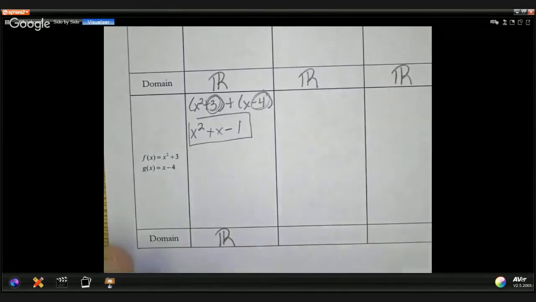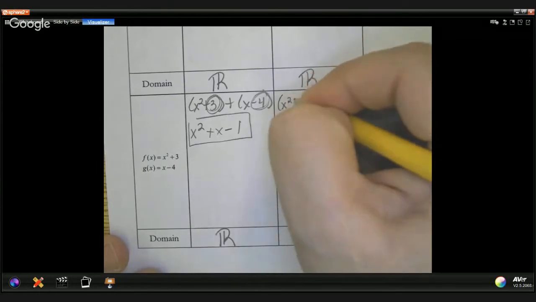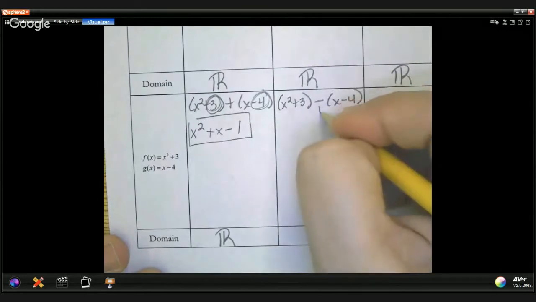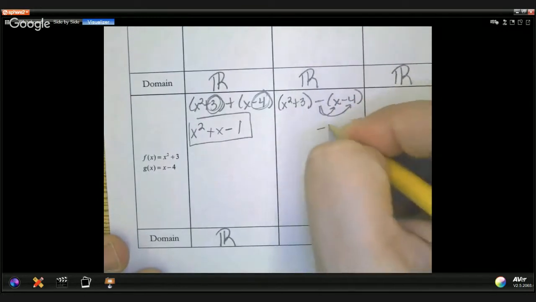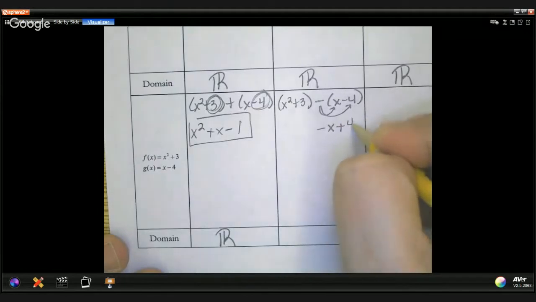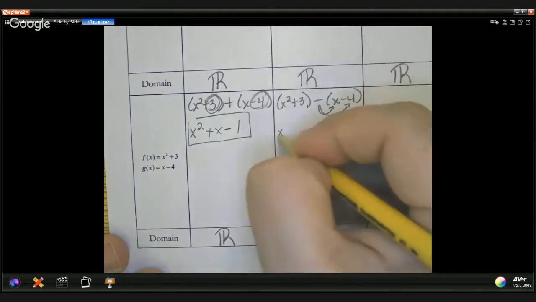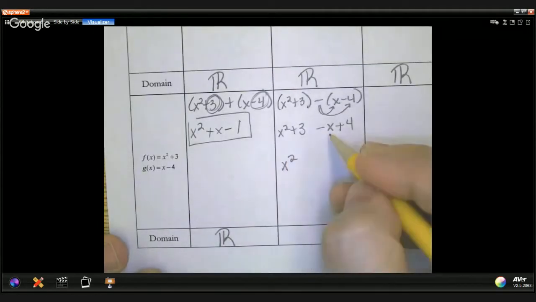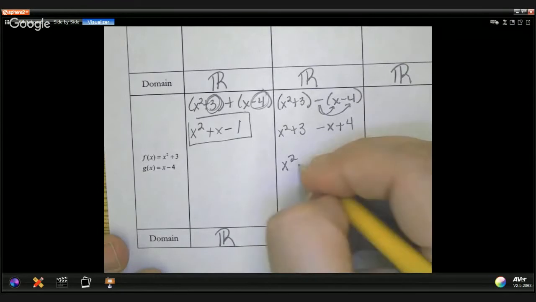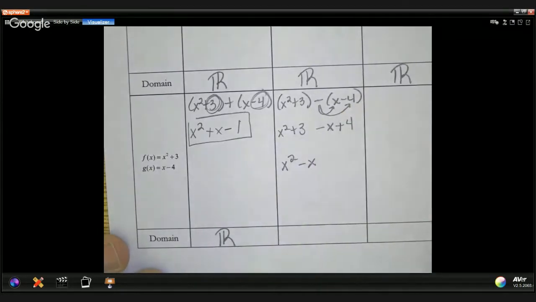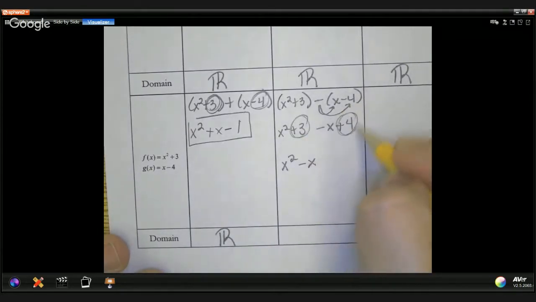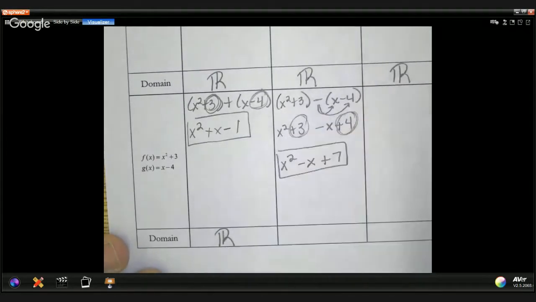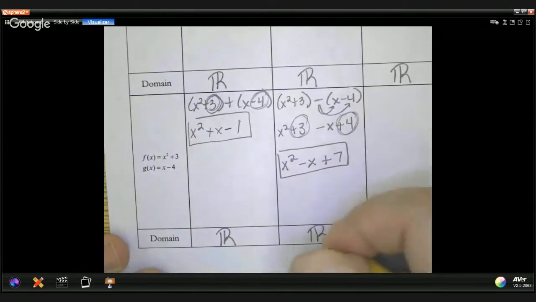So let's go to the next one, subtracting. It's going to be x squared plus 3 minus x minus 4. Remember to distribute the negative, and it becomes negative x plus 4. And then I can bring down the x squared plus 3. X squared can only go with x squared. X can only go with x, but now it's become a negative x because I was subtracting. And now I have a 3 and a positive 4, which is a positive 7. And this one is also all reals.